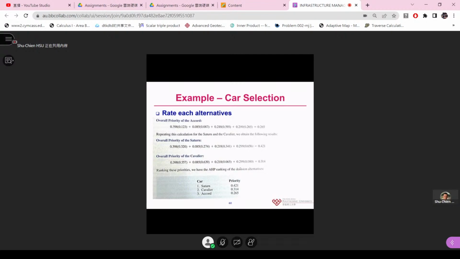So finally we can rank these priorities, and we have the AHP ranking of the decision alternatives: number 1 is Saturn, number 2 is Cavalier, and number 3 is Accord. All right, so this is for the AHP. For AHP, I think you probably also need to take some time to digest.